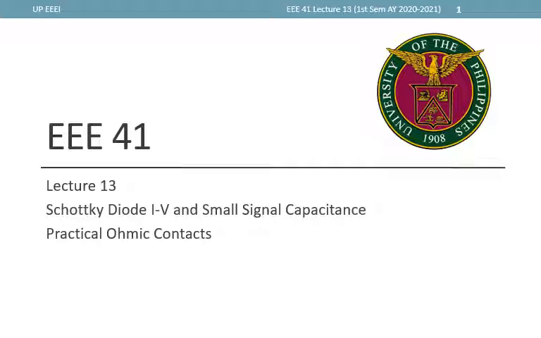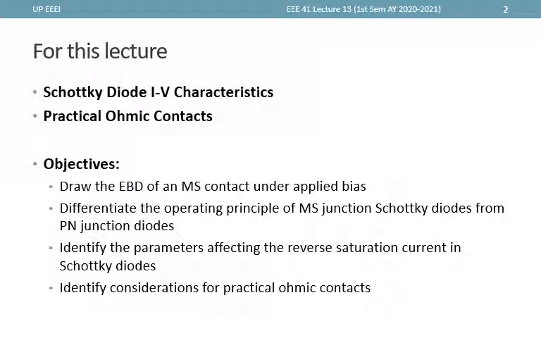Hello, welcome to EEE 41 Lecture 13 about Schottky diode IV and small signal capacitance and practical ohmic contacts. Our objective for this lecture is to draw the energy band diagram of an MS contact under applied bias, differentiate the operating principle of MS junction Schottky diodes from PN junction diodes, identify the parameters affecting the reverse saturation current in Schottky diodes, and lastly, identify considerations for practical ohmic contacts.